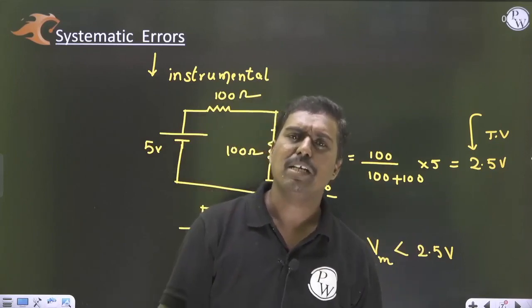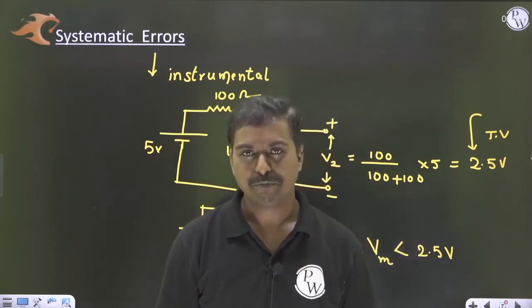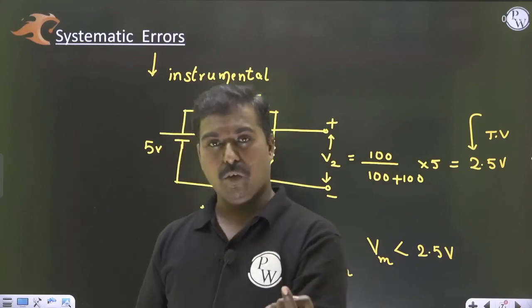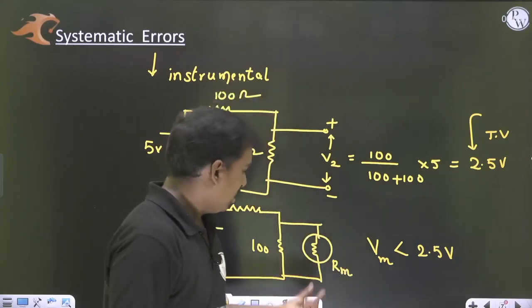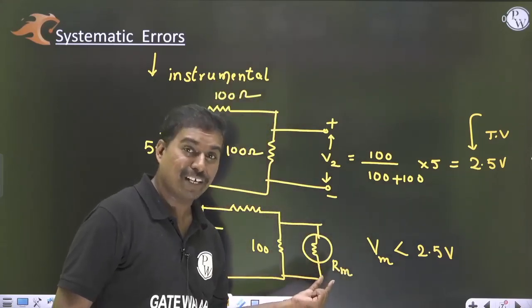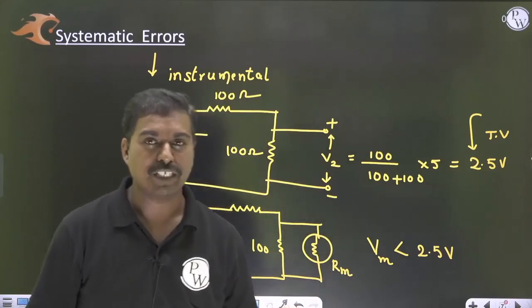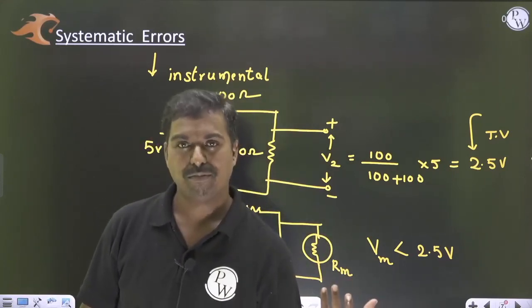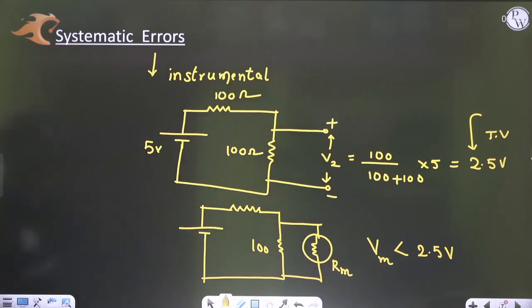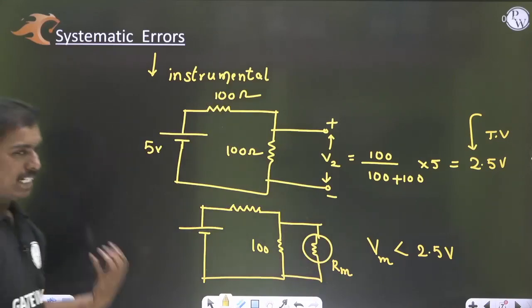We cannot eliminate the loading effect 100%. If you want to eliminate the loading error, this meter resistance must be infinite. Is it possible to get infinite resistance? No. Okay, so that is the point you have to understand here. So these are instrumental related errors.